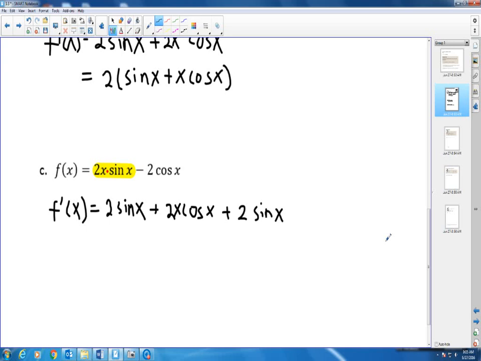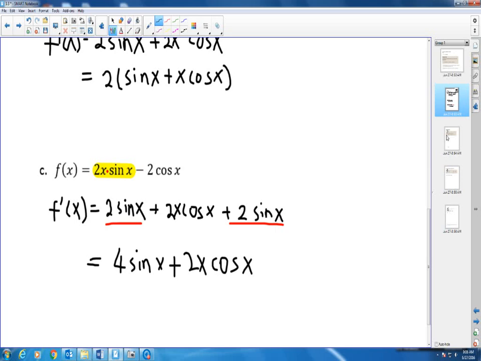Alright, let's see what I can do here. I do have like terms to combine: 2 sine x plus 2 more sine x will make it 4 sine x. And I still have my 2x times cosine x. If I want to factor out a 2 here, I can, or I can just leave it right here if there are other things to do. Alright, that's the product rule: derivative of the first times the second, plus derivative of the second times the first.